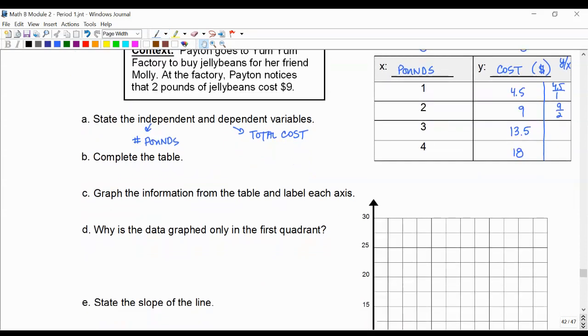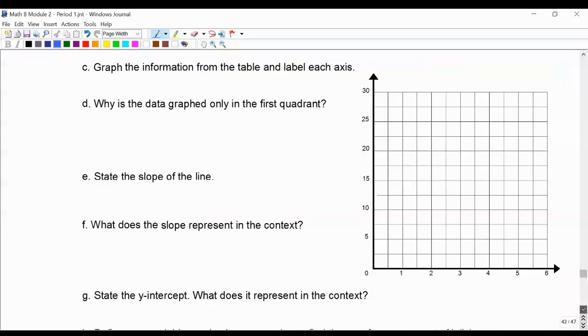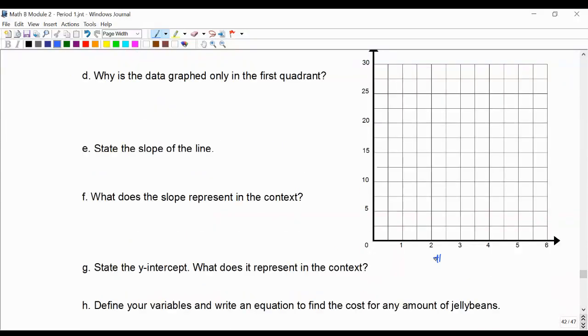We filled out our table. All right, now we're going to fill in our graph. This is number of pounds, and this is total cost. As we start to graph this, so 0, 0, 1, 4.5, 2 is 18. We also need to think about whether this is going to be discrete or continuous. Oops, actually it's 2, 9, right?